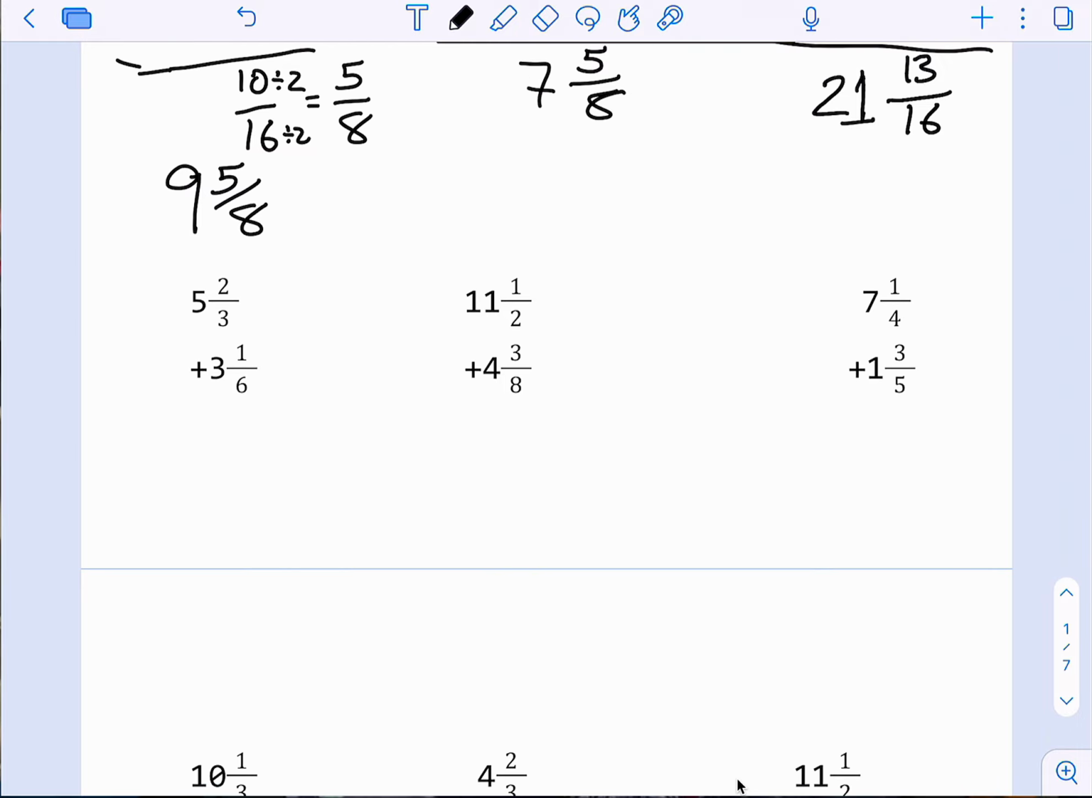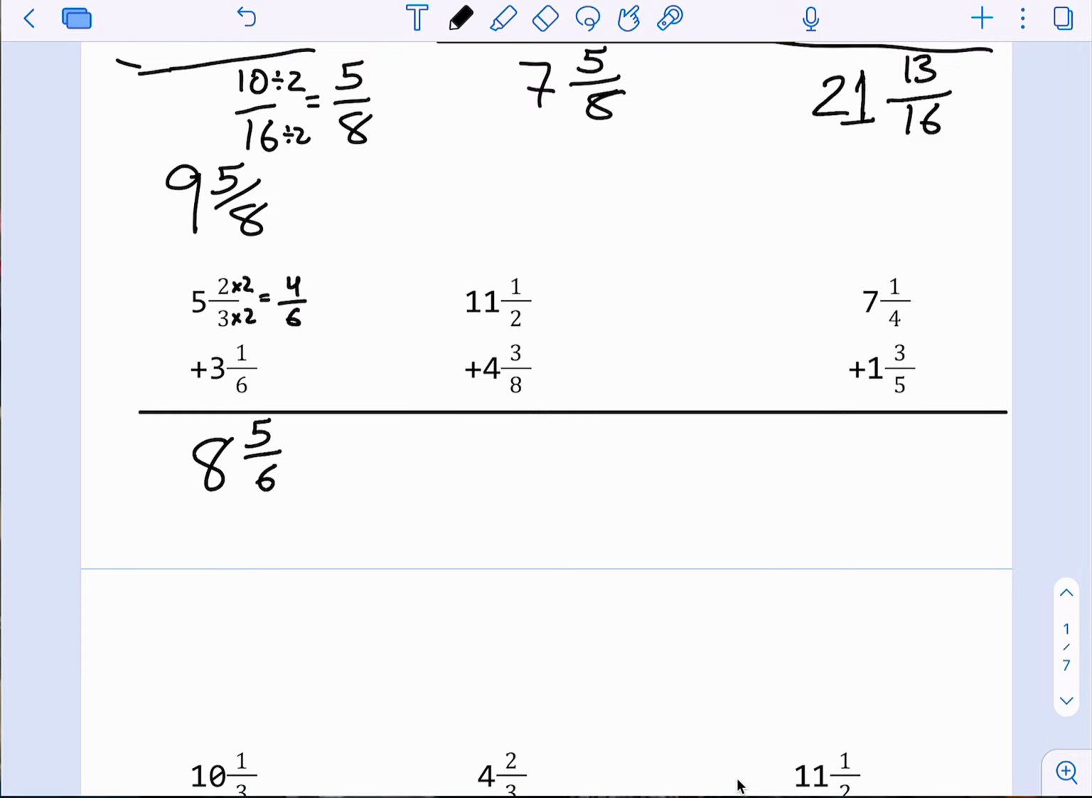Couple more here. So we've got 2/3 plus 1/6. So again, is the large one, the 6, a multiple of 3? It is. So I'm going to keep it in 6. I'm going to times this by 2. By 2 gives me an equivalent fraction of 4 over 6. 4 over 6 plus 1 over 6 is 5/6. Add up my whole numbers. 5 plus 3 is 8. Put that line across there so it's already there.